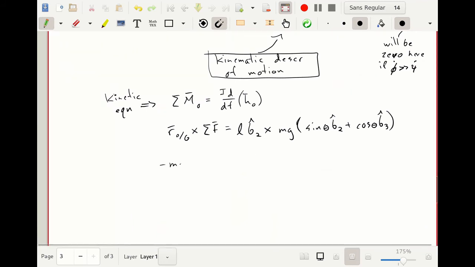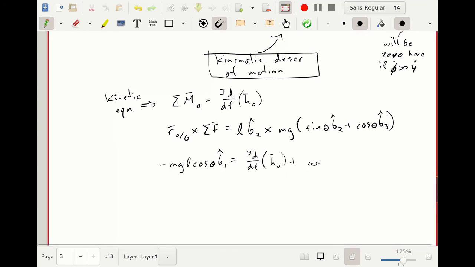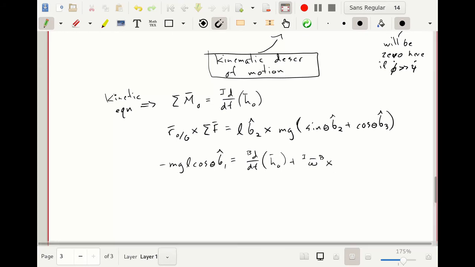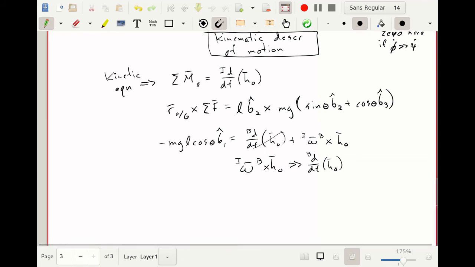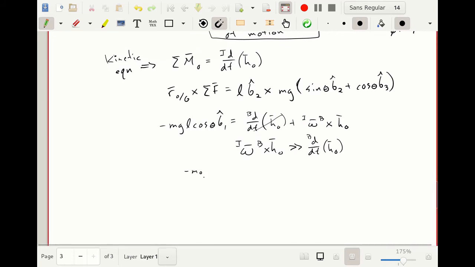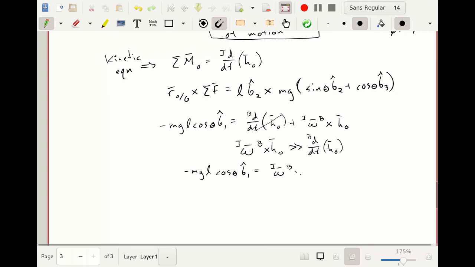This leaves me with negative mgL times cosine theta B1 equal to my d/dt in my body reference frame of HO, plus omega of B with respect to I crossed with HO. Now the rate at which this angular momentum is changing is much smaller than this omega cross HO, so this is much larger than the change in that reference frame of HO. So we're going to ignore this term and say that negative mgL cosine theta B1 equals omega of B with respect to I crossed with HO.